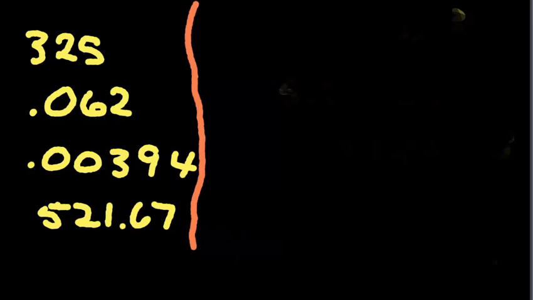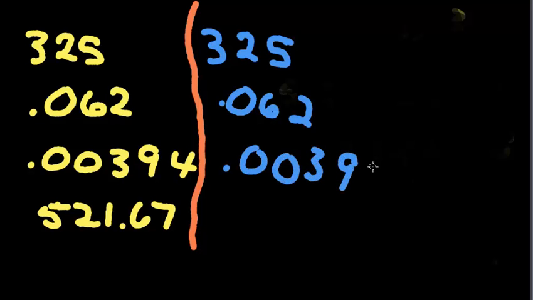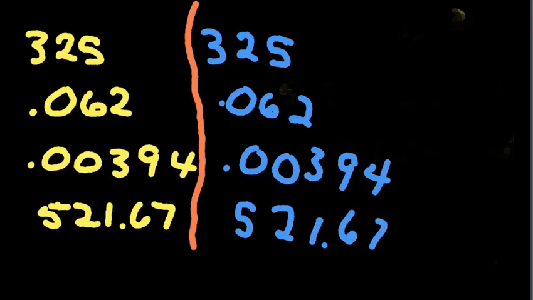And remember that the decimal place needs to go, let's rewrite the numbers here, 325, 0.062, 0.00394, and 521.67. So there are the numbers just written again. But now I'm going to use the yellow again to highlight where the decimal point needs to be to make that form that's needed for scientific notation.